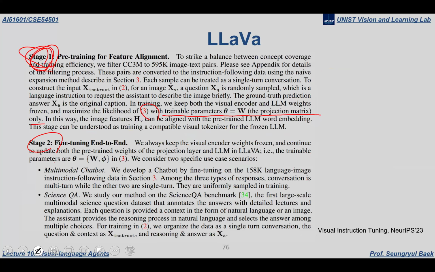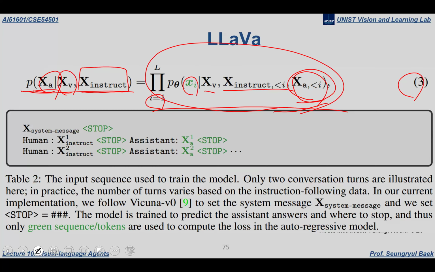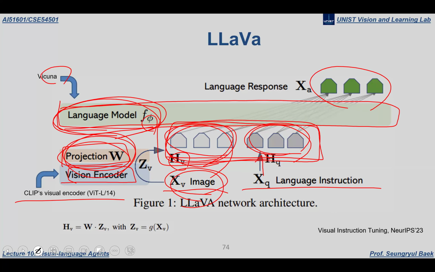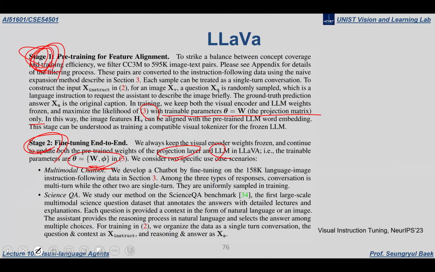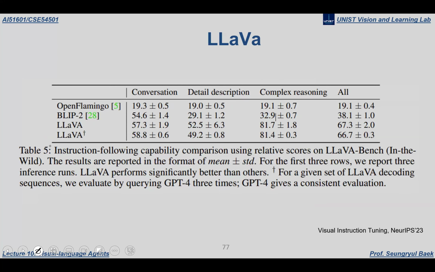And then in the second stage, they are training both the LLM and the projection layers. So their parameters are now W and phi, where phi is the parameter for the language model, and W is the projection layer. In stage one, they train only the projection layer, but in the second stage, they explicitly train both the LLM and the projection layers. That is LLaVA. And by doing that, they can provide better capability compared to the previous Flamingo or BLIP version 2.